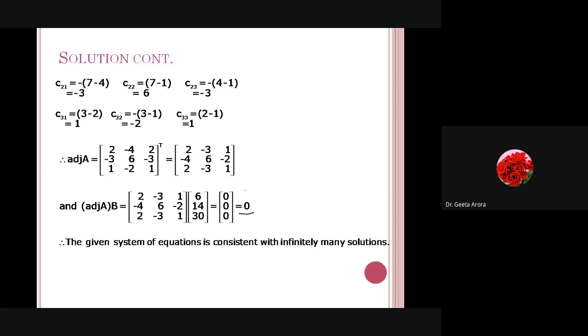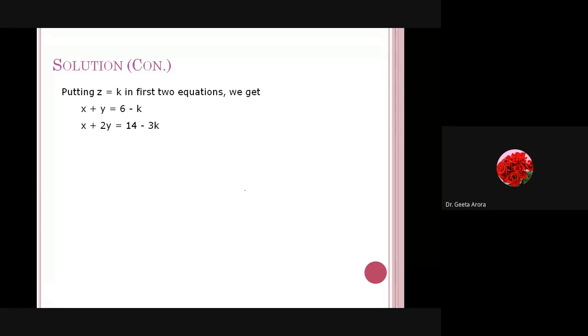Directly we can comment that since determinant of A is 0 and adjoint A into B is also 0, the given system of equations is consistent with infinitely many solutions. Or we can say this system of equations has infinitely many solutions. Right? Till now we have just learned that there are infinitely many solutions, so how to show it? This is the next step.